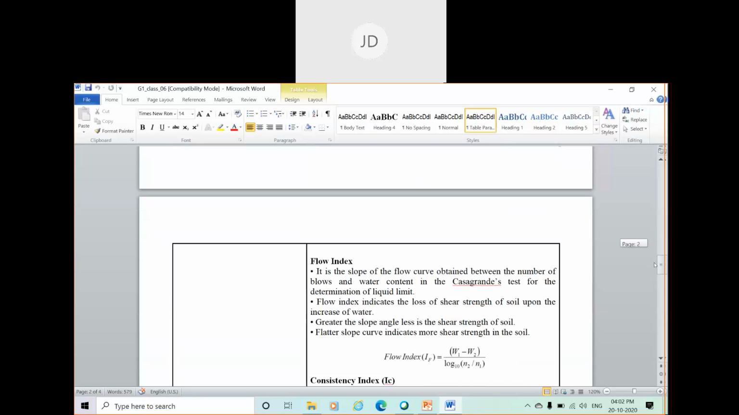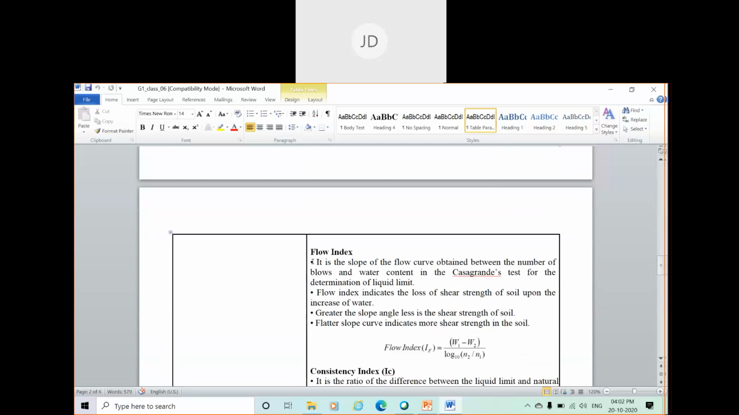Next, flow index. I advise you to first go through the laboratory test to find the liquid limit of soil by the Casagrande method. It is already available in your student portal. You can go through the video link. In that particular experiment, the liquid limit experiment by the Casagrande test, there's a curve you need to prepare. The slope of that curve is known as flow index. You may get confused here about how to find flow index. First go to the liquid limit test, how to determine liquid limit in the laboratory by the Casagrande method. You will get the information about flow index.